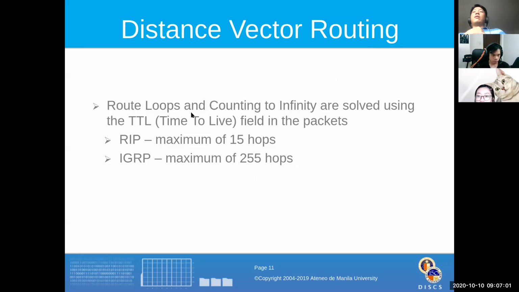Now for distance vector routing protocols, para wala tayong route loops and counting to infinity, they normally set it to some small value. So for example, in RIP, the maximum is 15. For IGRP, the maximum is 255. When RIP was created, kasi maliit lang yung internet. But now that the internet has gotten a lot larger, that's why the hops have increased. However, your traceroute by default will drop the packet after 30. So technically, we have like 30 degrees of separation maximum between any computers in the internet, actually.